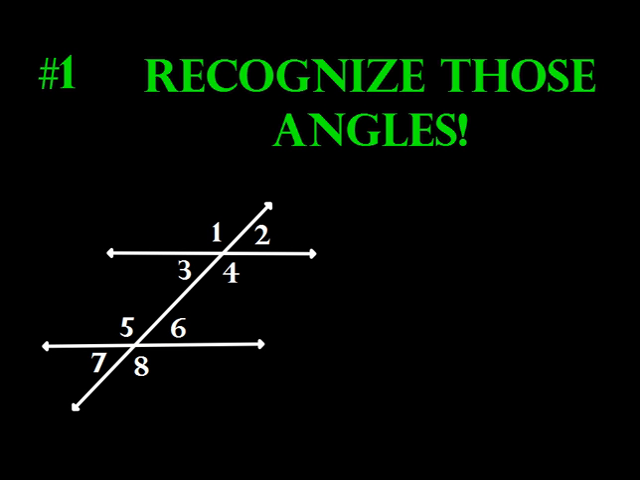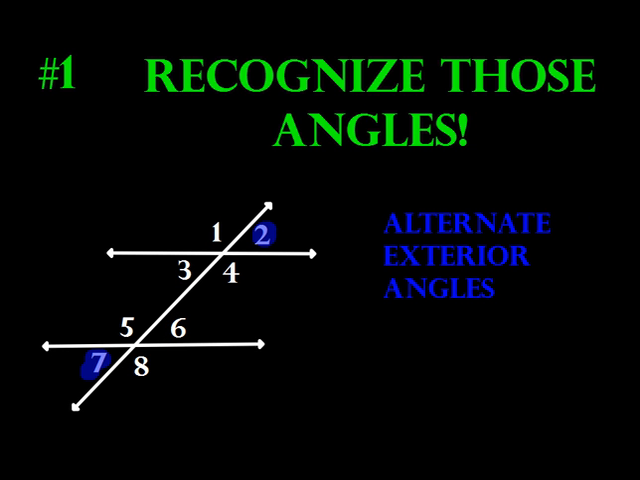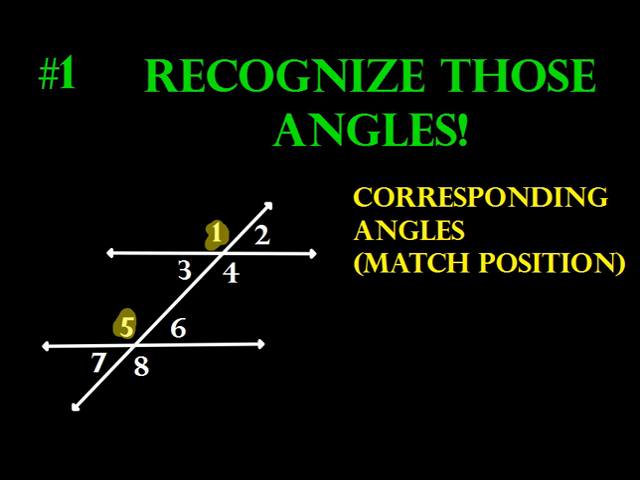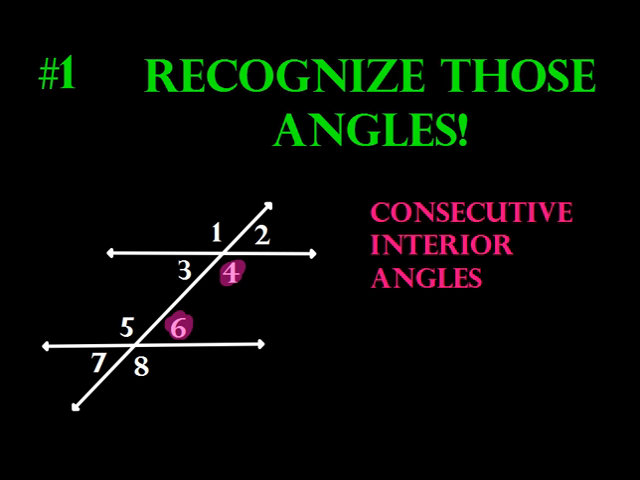Throughout this unit, we talked all about lots of different angle pairs. You need to know what they are. We have alternate interior angles that are on opposite sides of the transversal. We have alternate exterior angles, which are exterior angles on the opposite side of the transversal. We have corresponding angles. The hint there was that those matched positions. We have consecutive interior angles. Consecutive interior angles were angles that were on interior and on the same side of the transversal.